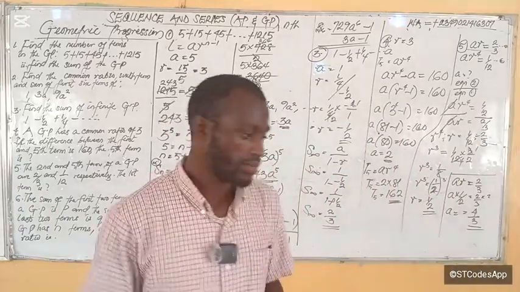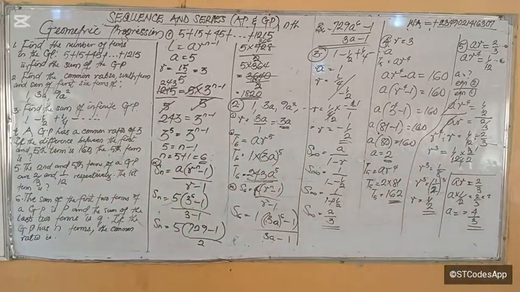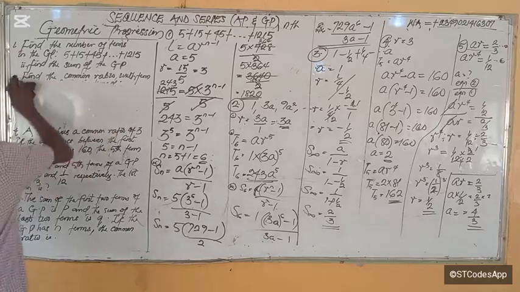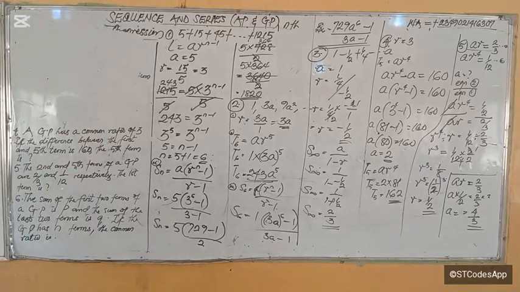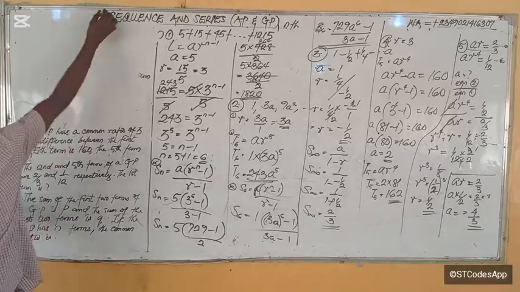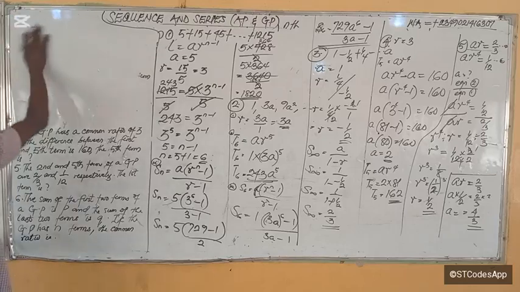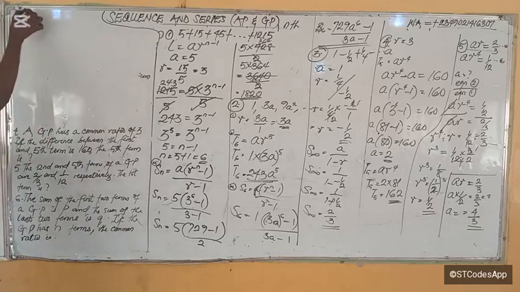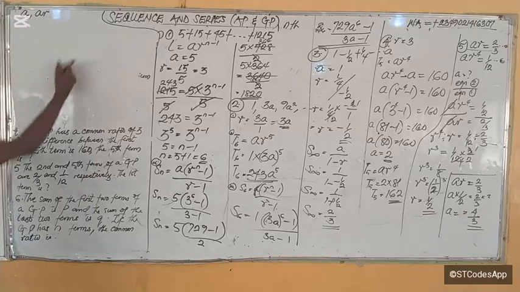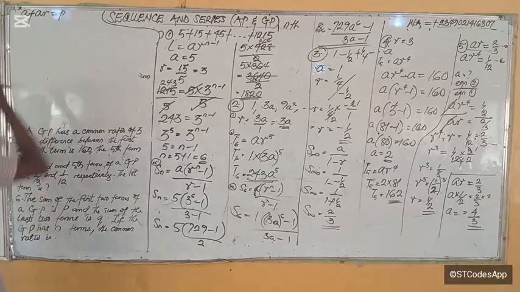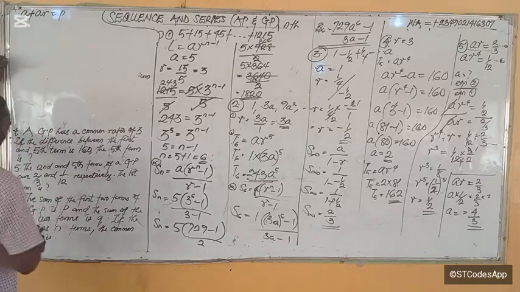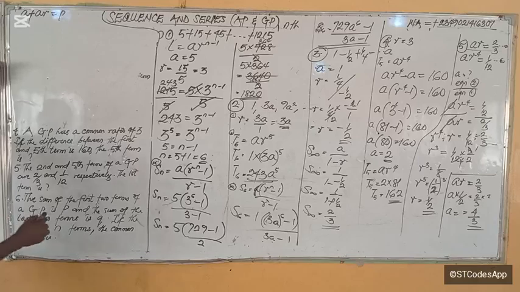Good. Then number 6 question. Let's solve it here. Number 6 question says that the sum of the first 2 terms of a GP is P. So the first term is A, second term AR. So the sum of those first 2 terms is P. So A plus AR is P. Is that clear? And the sum of the last 2 terms is Q.